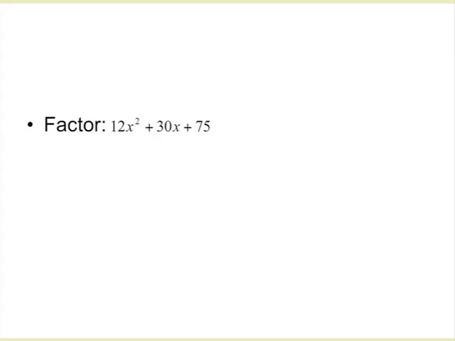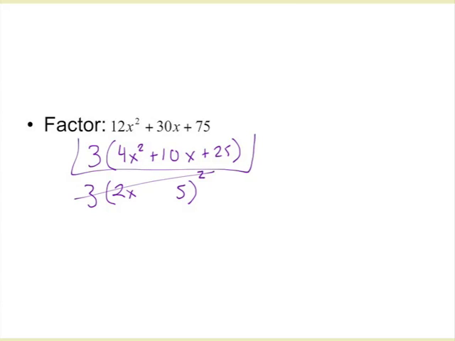What do all 3 of these divide by? 3. Divide a 3 out, and that leaves me with 4x squared, 10x, and 25. And then we'll try for a special form. What is the square root of 4x squared? 2x. What is the square root of 25? 5. If I multiply 2 times 5, I get 10. And if I double it, I get 20, which is not that middle number. So that special form doesn't work, and we just have to leave it there.